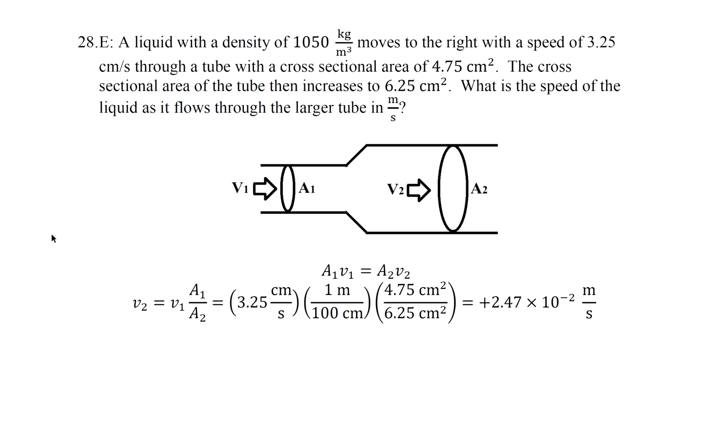The cross-sectional area of the tube then increases to 6.25 centimeters squared. What is the speed of the liquid as it flows through the larger tube in meters per second? So I use a continuity equation and I just solve for V2.